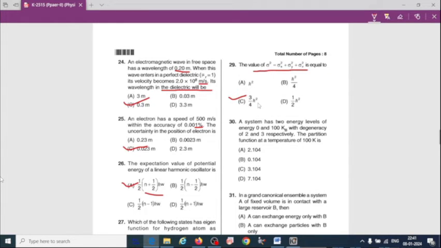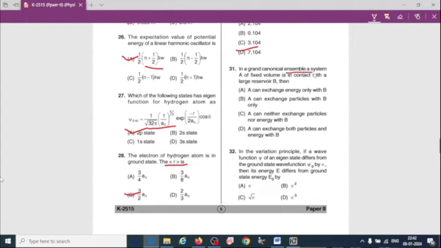Spin angular momentum. A system has two energy levels of 0 and 100 kB with degeneracy 2 and 3 respectively. The partition function at the temperature of 100 K is 7.104.